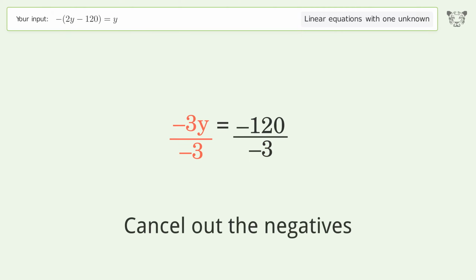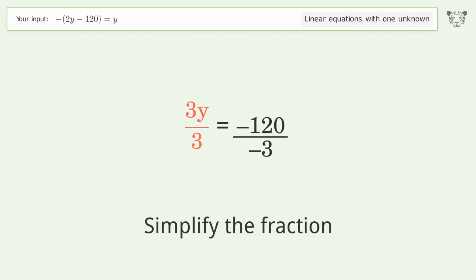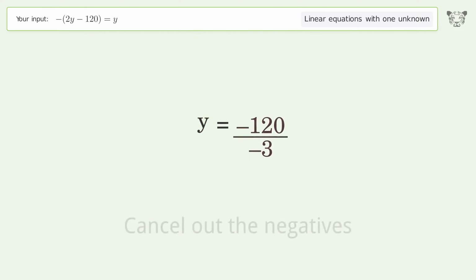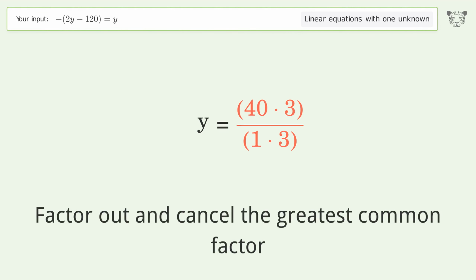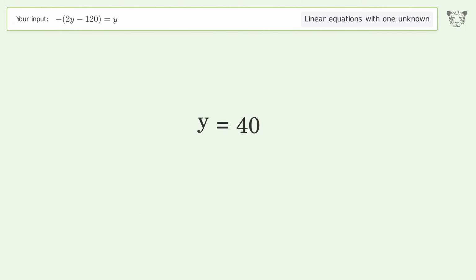Cancel out the negatives. Simplify the fraction. Cancel out the negatives. Find the greatest common factor of the numerator and denominator. Factor out and cancel the greatest common factor. And so the final result is y equals 40.